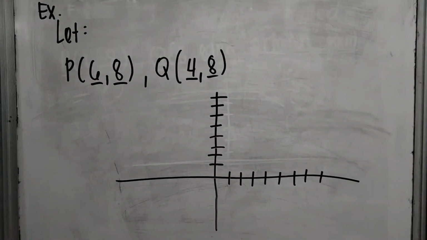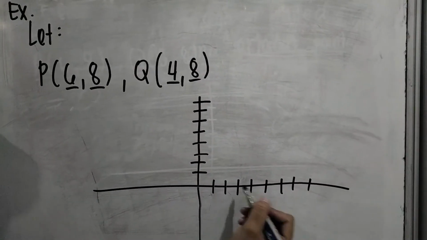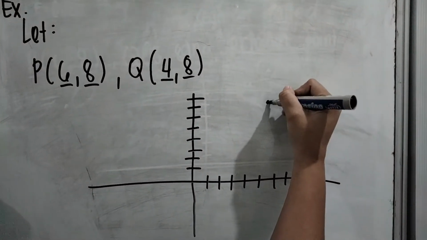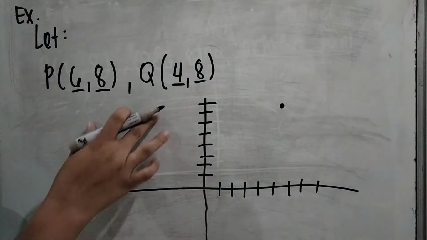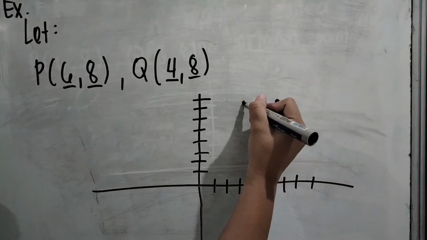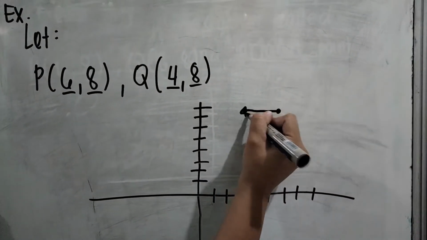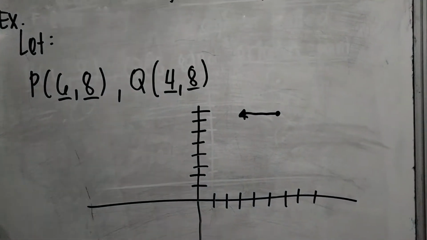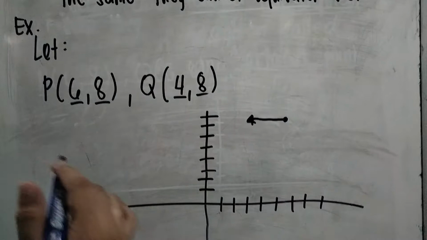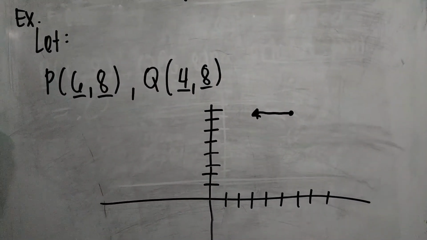So, i-graph natin siya. So, sa P, 6: 1, 2, 3, 4, 5, 6. So, dito then 8. Dito na siya. While dito naman sa Q is 4: 1, 2, 3, 4, then 8. So, yan. So, makikita natin na same pa rin sila ng magnitude tsaka direction kasi iisang line lang naman sila. So, equivalent vectors pa rin yung tawag sa kanila.